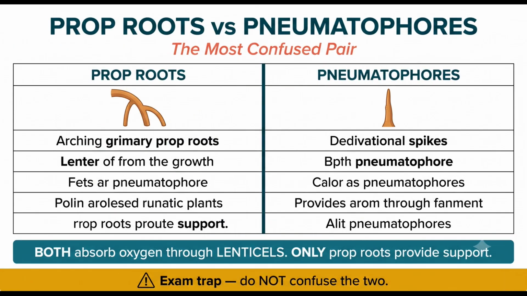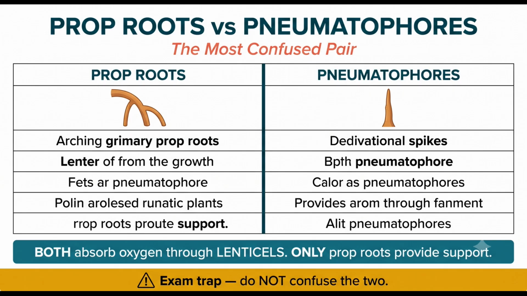Now here is the slide that could save you 2 marks. Prop roots versus pneumatophores. These 2 adaptations are the most commonly confused pair in this entire topic. Look at the comparison on screen. Shape, prop roots are arching and stilt-like. Pneumatophores are pencil-thin spikes. Direction, prop roots grow downward from the trunk. Pneumatophores grow upward from underground roots.